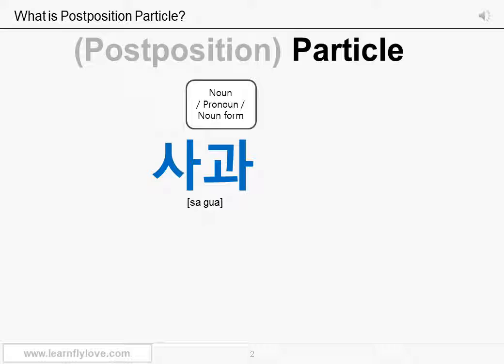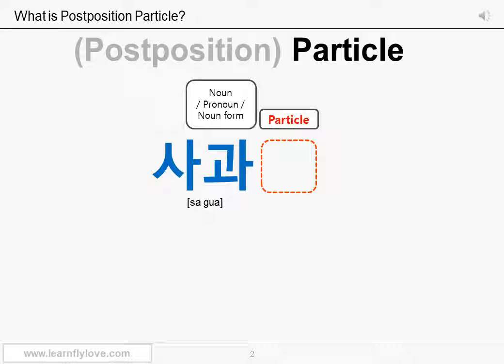There are prepositions in English, right? Such as in, on, at, by, with, etc. Postposition particles are somewhat similar to English prepositions, but not exactly the same at all, but still similar. Postposition particles, as the name tells, come right after a noun, a pronoun, or a noun form. A noun form is like a gerund in English, with -ing at the end. Sometimes it can be added to an element other than a noun, but you don't have to know that now.